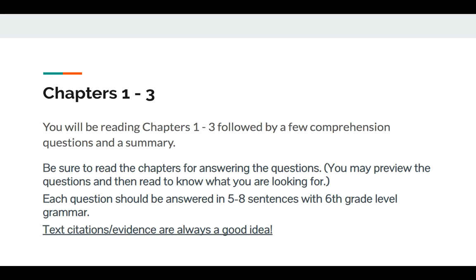Be sure to read the chapters for answering the questions. You can preview and look at the questions before you start reading so that you know what you are looking for. Making sure that you are answering each question with a good paragraph, and it should be at a 6th grade level. You can always use examples from the story to help you with that. There might be a few questions that aren't going to necessarily require you to write a full paragraph, but especially when it's asking you to explain, those explain questions are going to be a little bit longer. And I will put a little star next to the ones that have to be the 5 to 8 sentences.